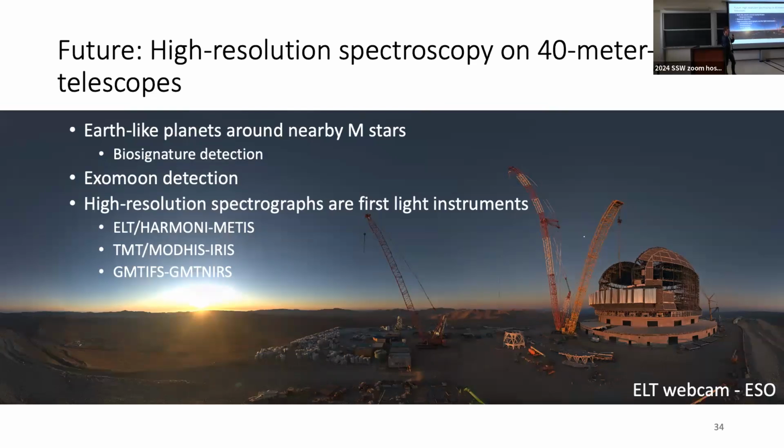Also, I think those high resolution spectroscopy techniques are going to be even more powerful once we get to the even bigger telescopes. Europe is building the Extremely Large Telescope, and we should be able to detect Earth-like planets right nearby M stars, so maybe using the high spectral resolution to detect biosignatures. I think exomoons would be pretty cool too. So looking forward to that.